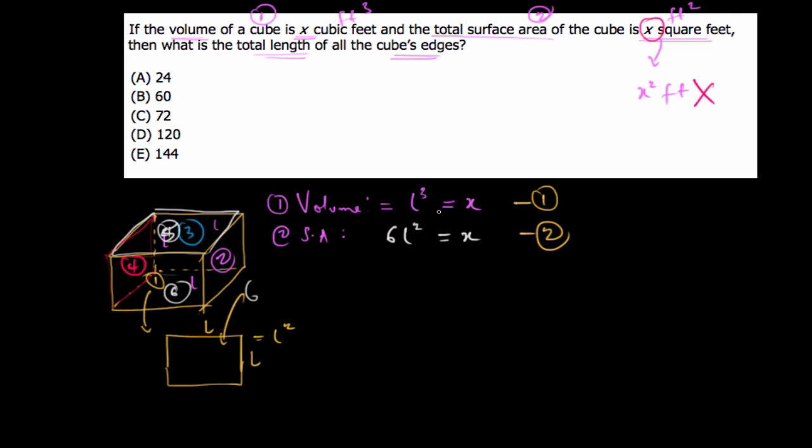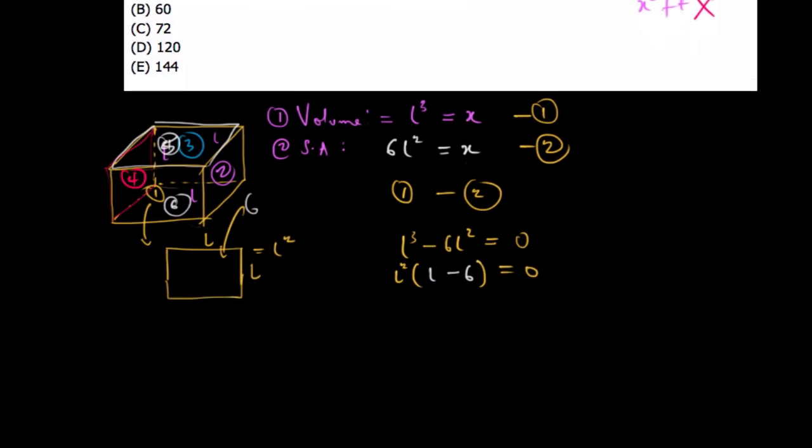Alright, from what I have in equation 1 and equation 2, when I subtract, that is equation 1 minus equation 2, what you would have is L cubed minus 6L squared equals x minus x, which is going to give us 0. And then L squared is common in the two of them, so you can bring L squared out, so you have L squared times (L minus 6) equals 0. So you can solve this.